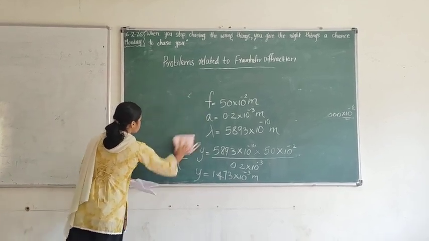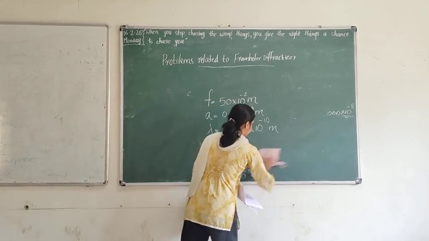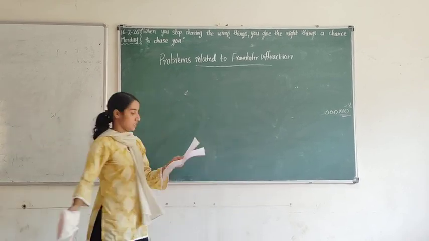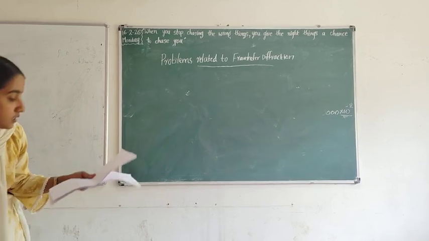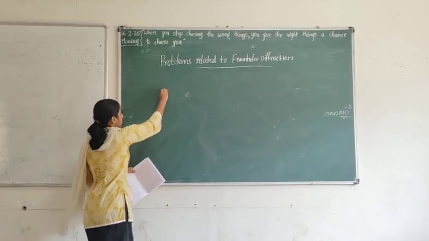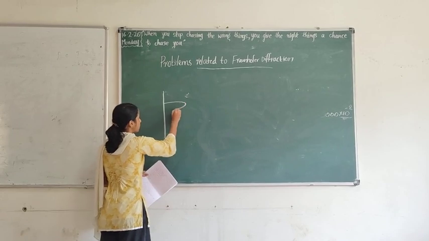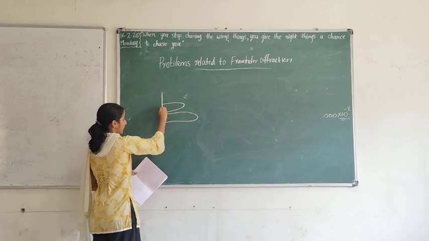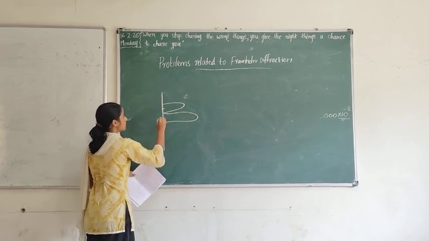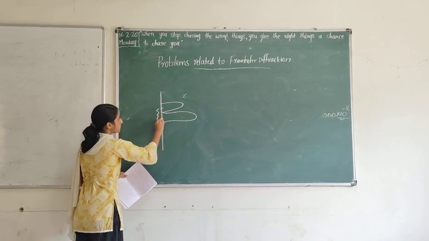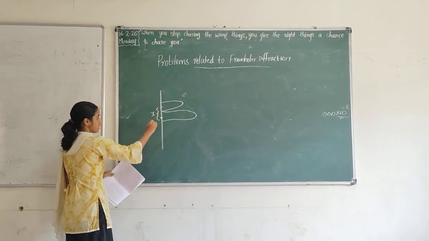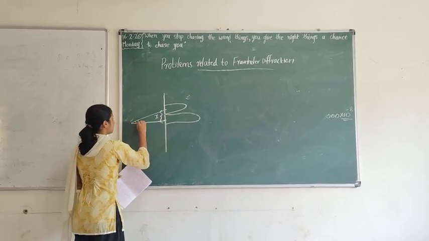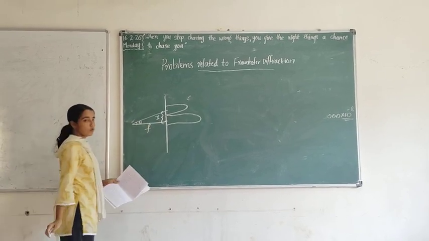Okay, so in this question we want to calculate the distance of the first secondary maximum. This is the first secondary maximum. This is the central maximum. We want to find this distance, taken as x. This is the focal length. This is the angle theta. This is the focal length.